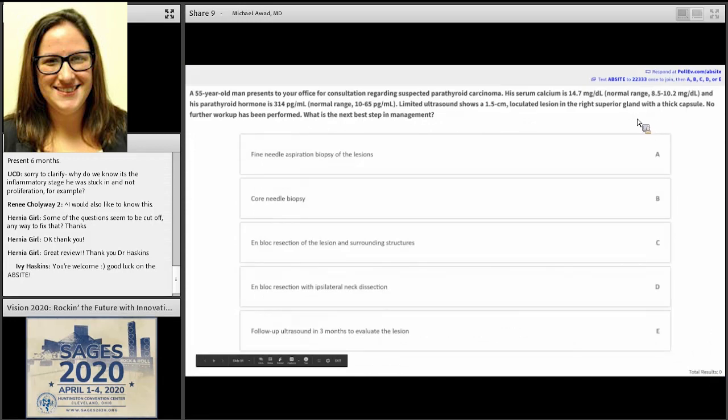A 55-year-old man presents to your office for consultation regarding suspected parathyroid carcinoma. His serum calcium is 14.7 and his parathyroid hormone is 314. Limited ultrasound shows a 1.5 centimeter loculated lesion in the right superior gland with a thick capsule. No further workup has been performed. What is the next best step in management? A, fine needle aspiration biopsy of the lesion. B, core needle biopsy. C, en bloc resection with ipsilateral neck dissection. D, en bloc resection of the lesion and surrounding structures. Or E, follow-up ultrasound in 3 months to evaluate the lesion.